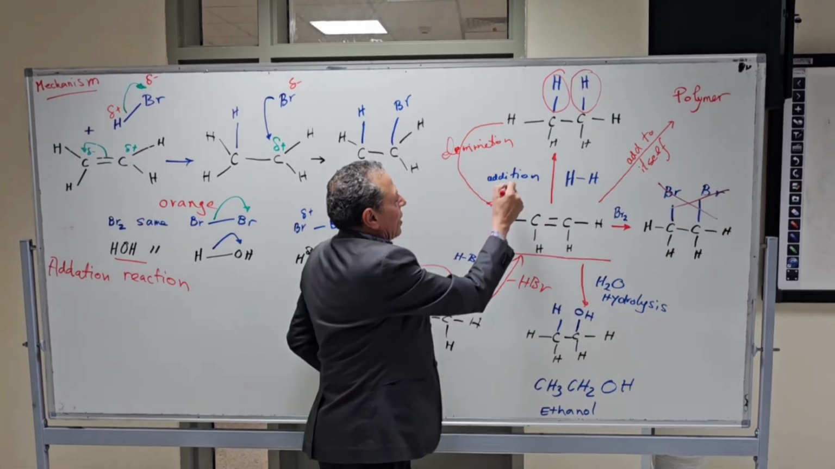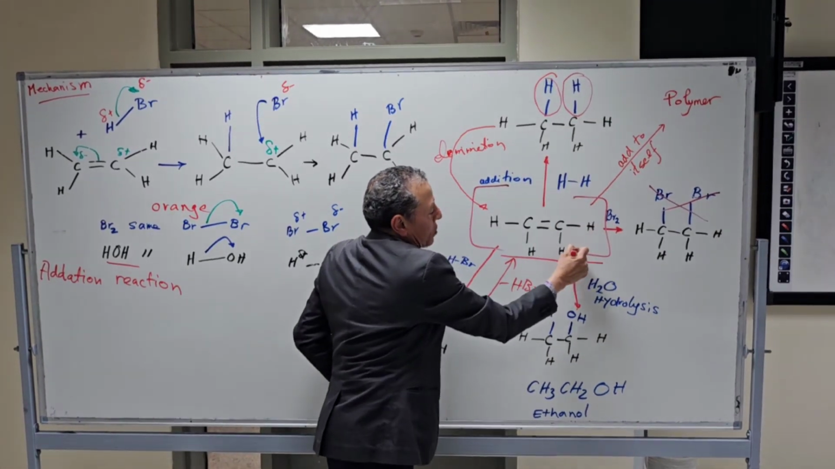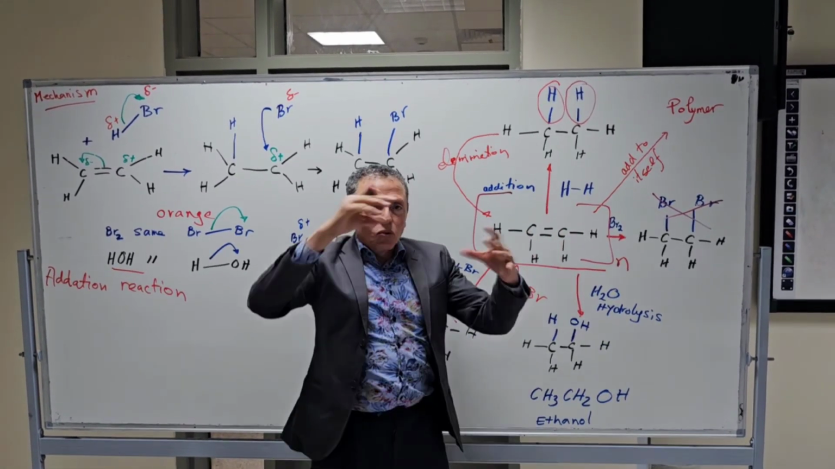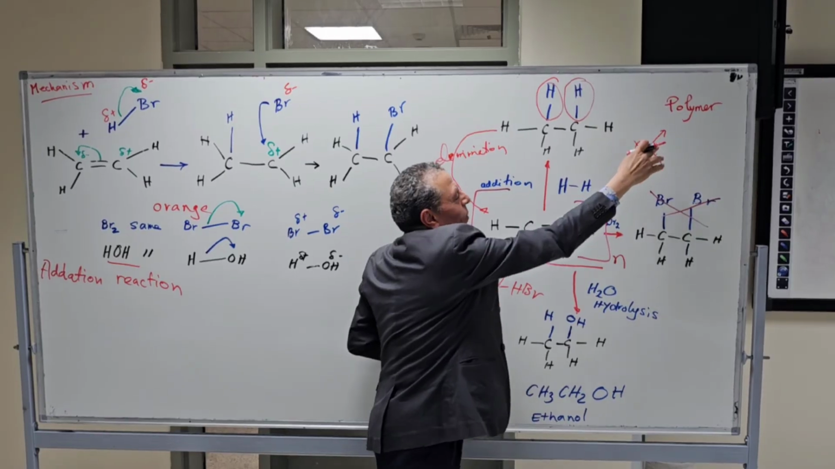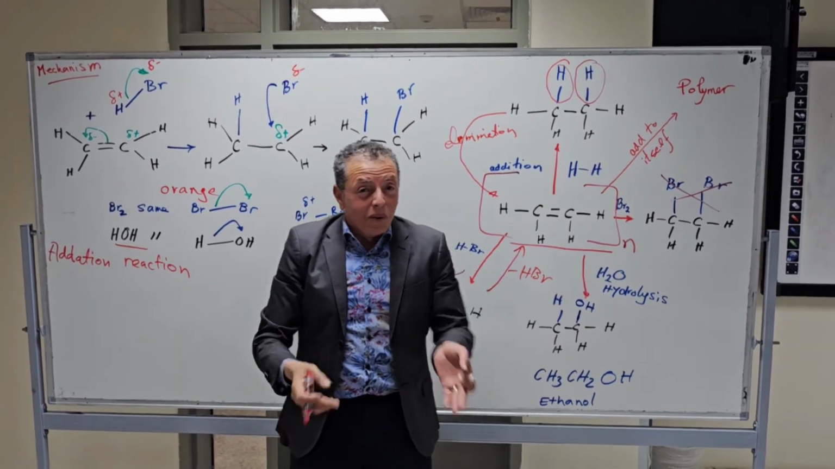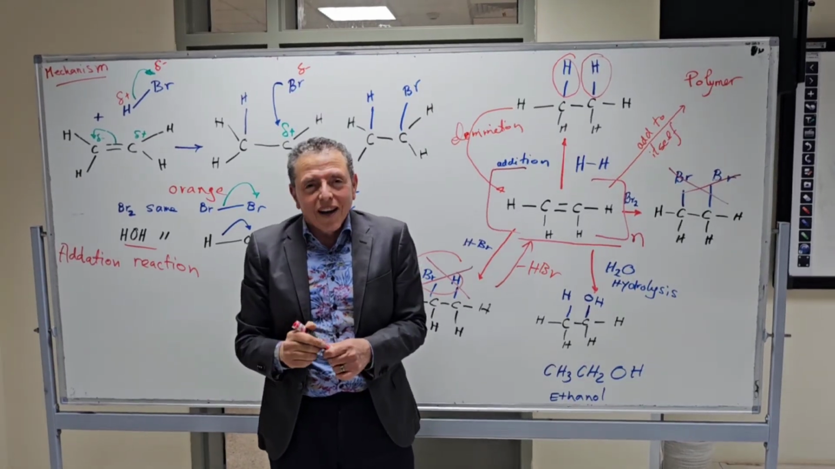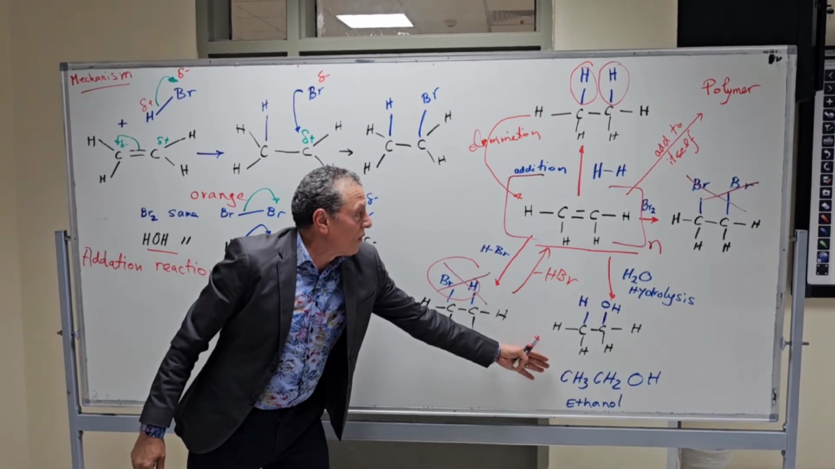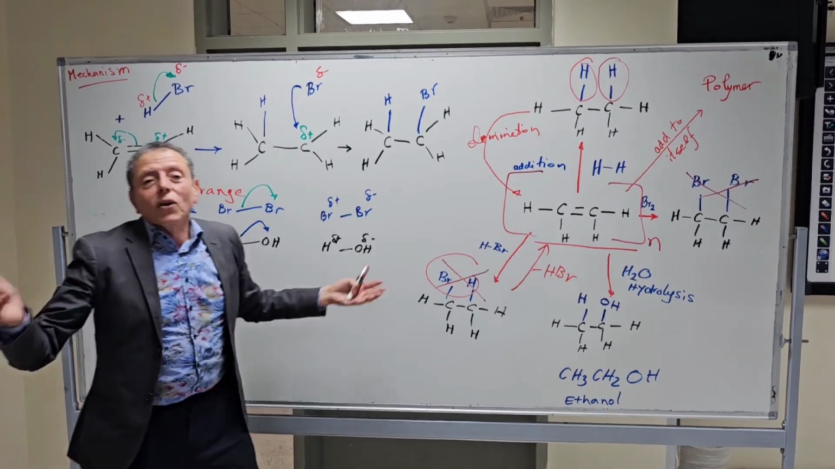On the other hand, if you take many molecules of this one, like n, and the ethylene is added to itself, it forms a polymer, and this is what they use for the manufacture of plastic. Because you know, organic chemistry is our life. It is used for the manufacture of alcohol, for plastics, etc.